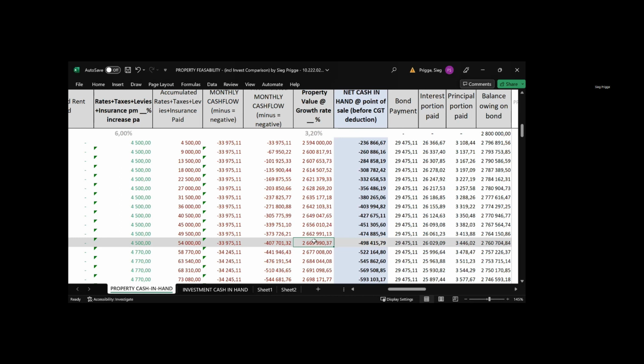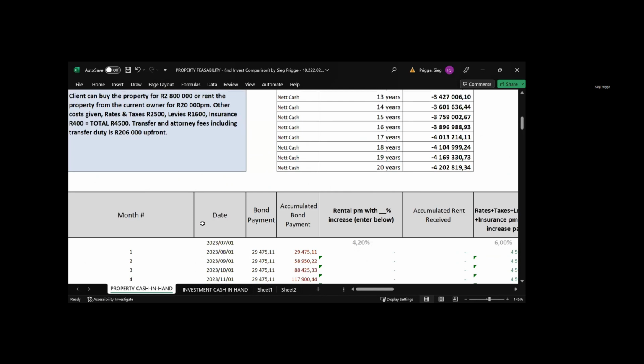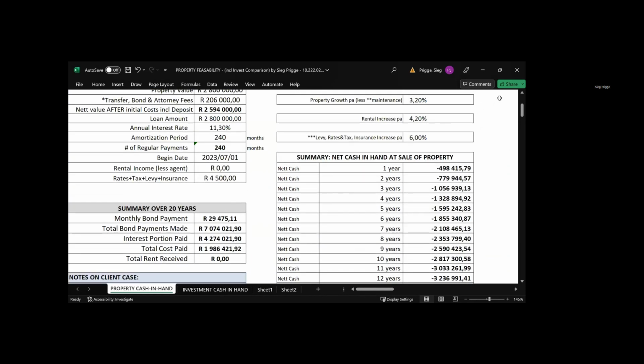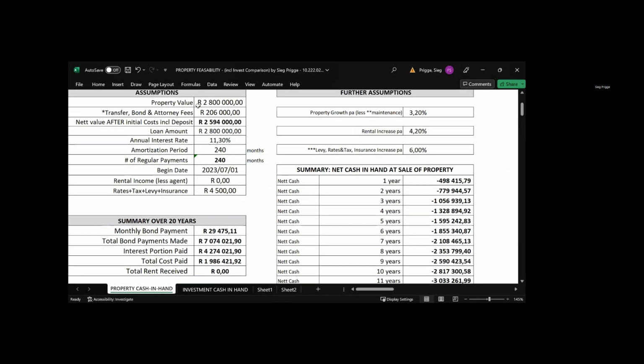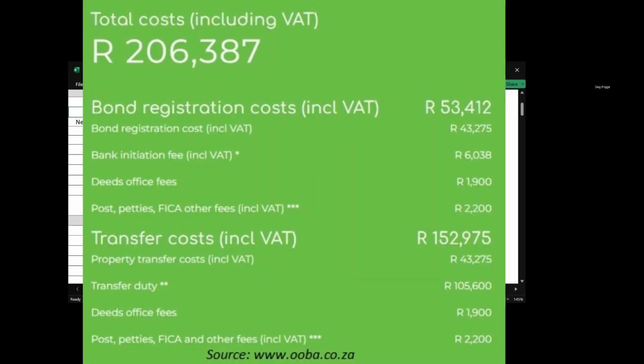Why do we use this lower amount here? Why isn't the property worth more than 2.8 million at that stage? The reason for that is, remember, if we go back to the assumptions, I'm going to highlight it here. The property transfer costs and transfer duty and bond registration cost all cost 206,000 Rand. Let me put that up on the screen again.